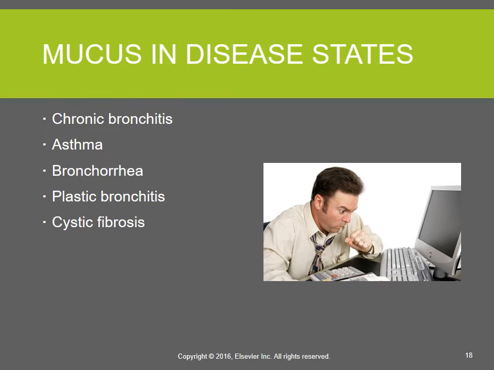Mucus in disease states. Let's start with chronic bronchitis. Chronic bronchitis is defined clinically as daily sputum expectoration for 3 months of the year for at least 2 consecutive years, usually in a tobacco smoker or an ex-smoker. In the airway of a subject with chronic bronchitis, there is hyperplasia of submucosal glands and goblet cells. The number of goblet cells increases, and there is hypertrophy of the submucosal glands as measured by the Reid index of gland-to-airway wall thickness ratio.